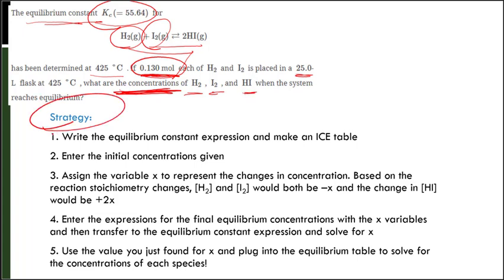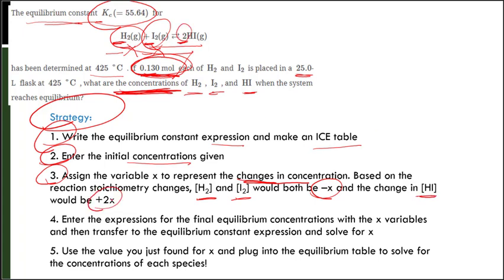Here's our strategy we're going to use. We're going to write our equilibrium constant expression, and we're going to make an ICE table. We're going to put in our initial concentrations that were given for both of our reactants. We're going to assign the variable x to represent our changes in concentration. We're going to look at our stoichiometric coefficients. We have 1, 1, and 2. So we're going to lose reactants, so losing x for both H2 and I2. We're going to gain product, and because there's 2 there, we're going to gain 2x.